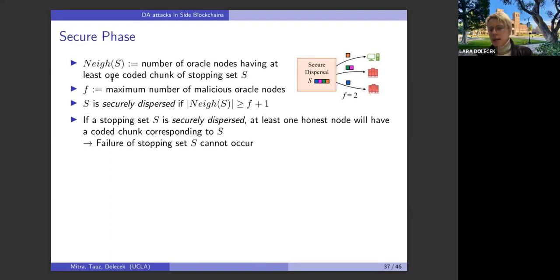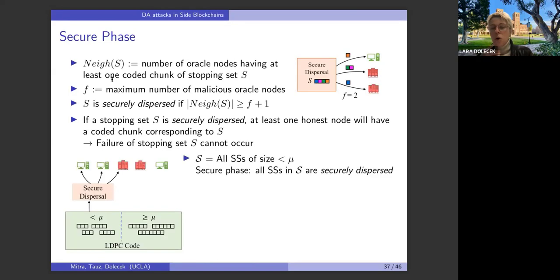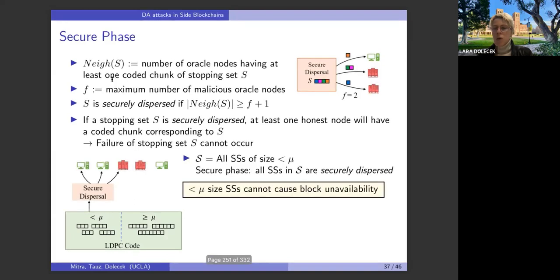And in this case, we have just enough information that a failure of the stopping set cannot occur. Now we are looking at all stopping sets of a particular size up to, let's say, mu, and we want to securely disperse all of them, so that there will be no block unavailability in those small stopping sets. So how do we do that efficiently? Because now we have many stopping sets. In fact, we're going to have hundreds, if not thousands of them.